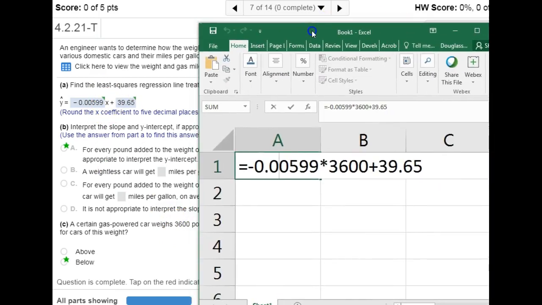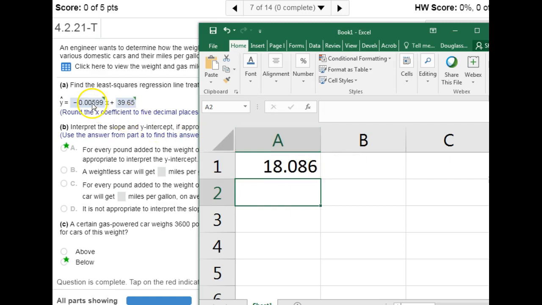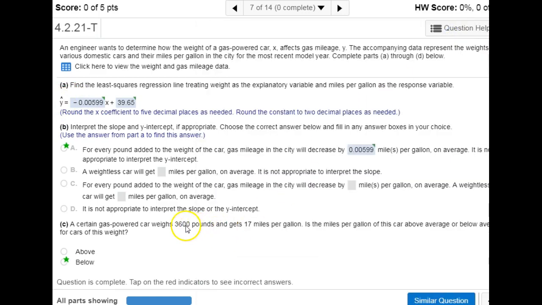And I've done that over here using Excel as a calculator. Just plug 3,600 in for x, and the least squares regression line tells us that y, the gas mileage, should be this, which is right around 18. And this car that we were looking at only gets 17. So this particular car here is below average for cars that weigh 3,600.